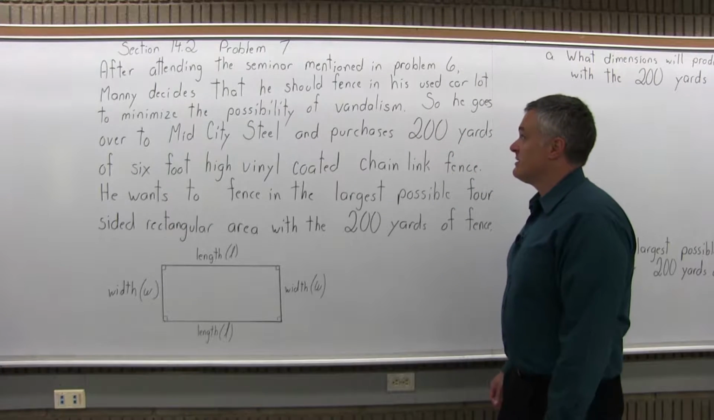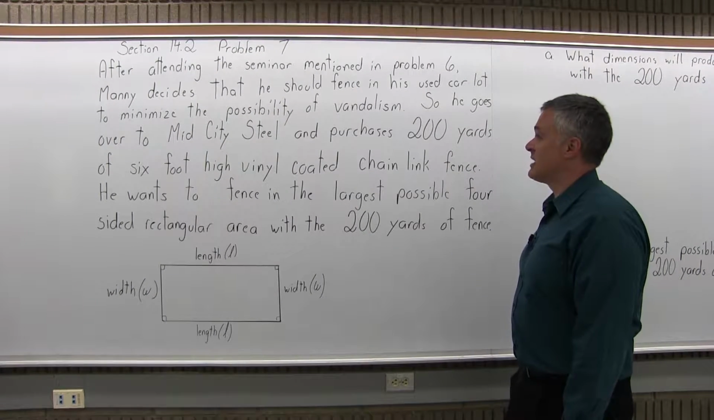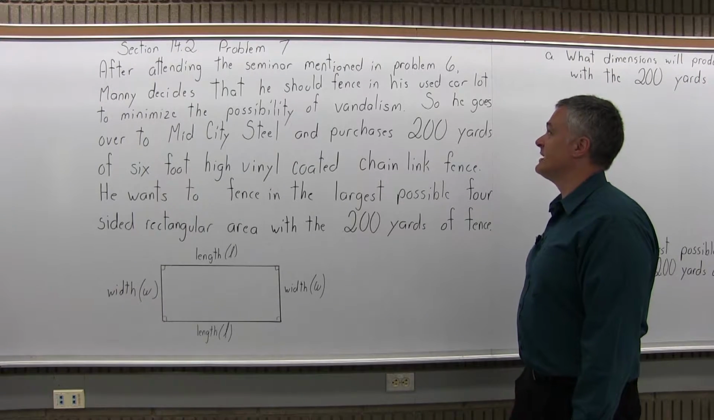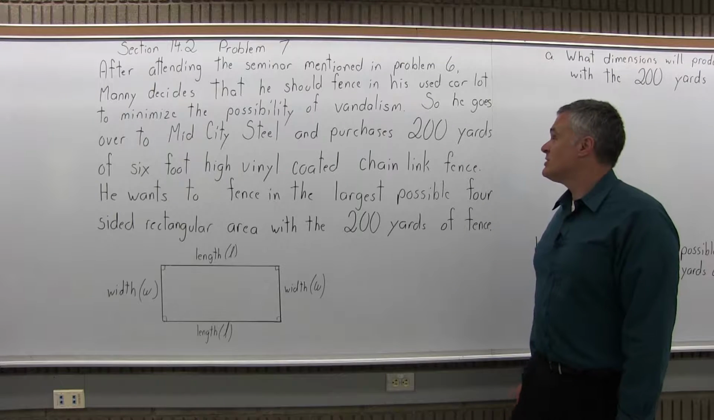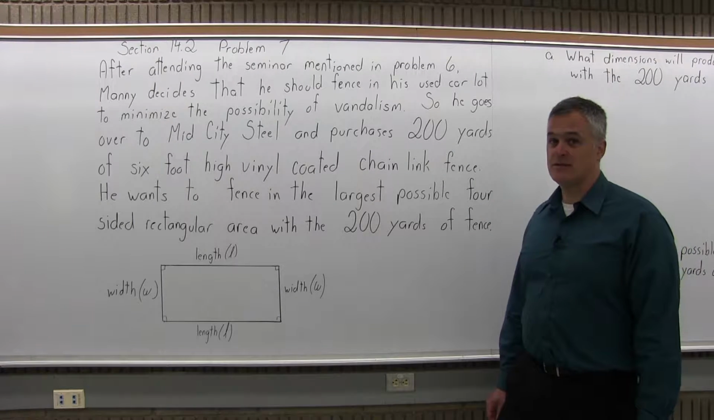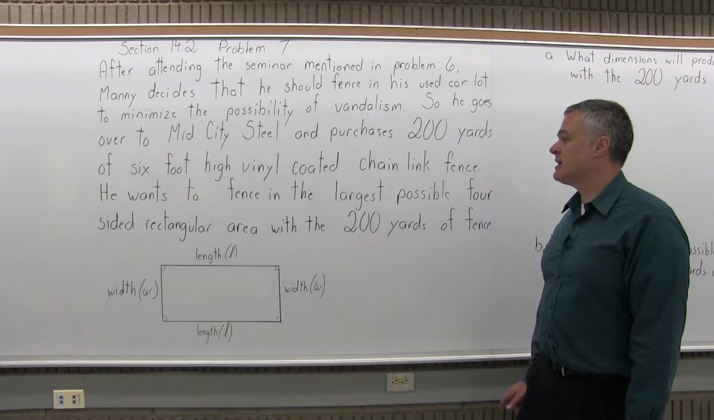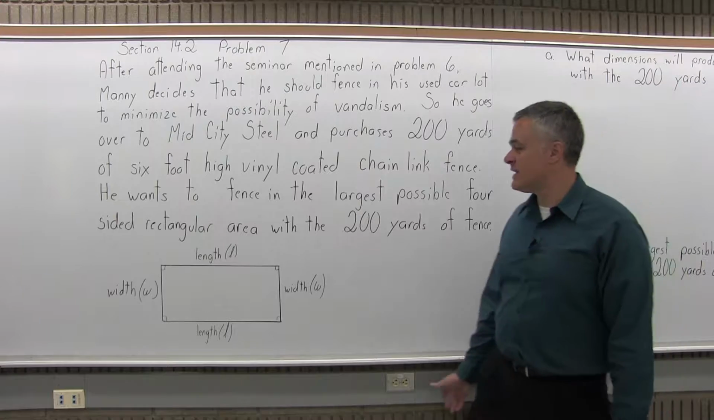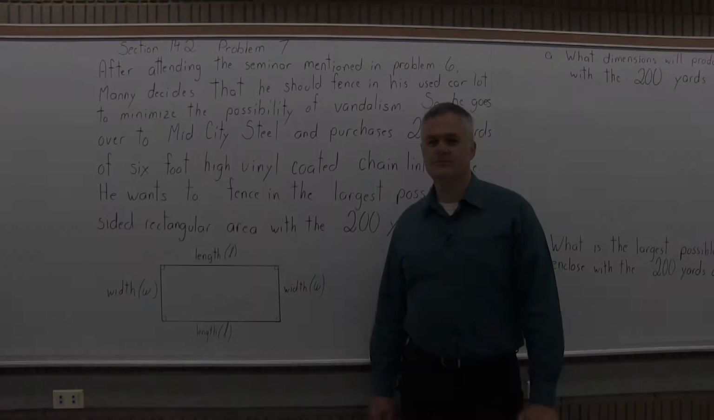It says, after attending the seminar mentioned in Problem 6, Manny decides that he should fence in his used car lot to minimize the possibility of vandalism. So he goes over to Mid-City Steel, and he purchases 200 yards of 6-foot-high vinyl-coated chain-link fence. He wants to fence in the largest possible 4-sided rectangular area with the 200 yards of fence, like in the diagram here with the length and the width.